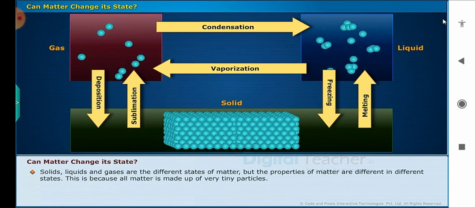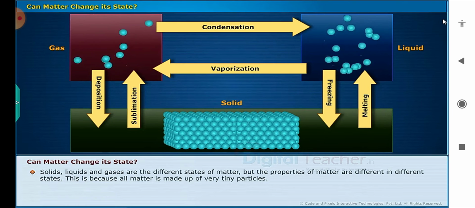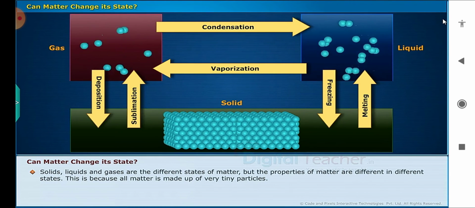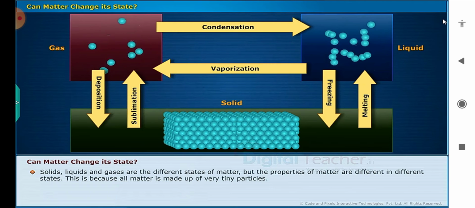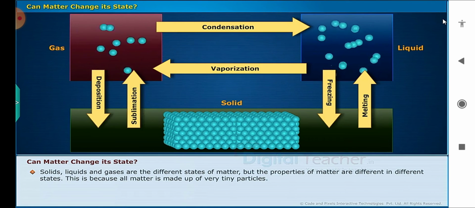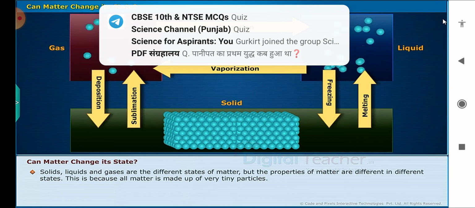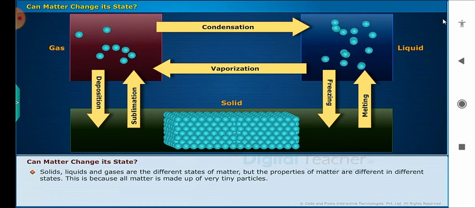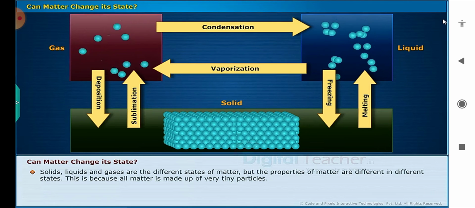Solids, liquids, and gases are the different states of matter. But the properties of matter are different in different states. This is because all matter is made up of very tiny particles. Let us do some activities to know about these particles and their arrangement in their various forms.